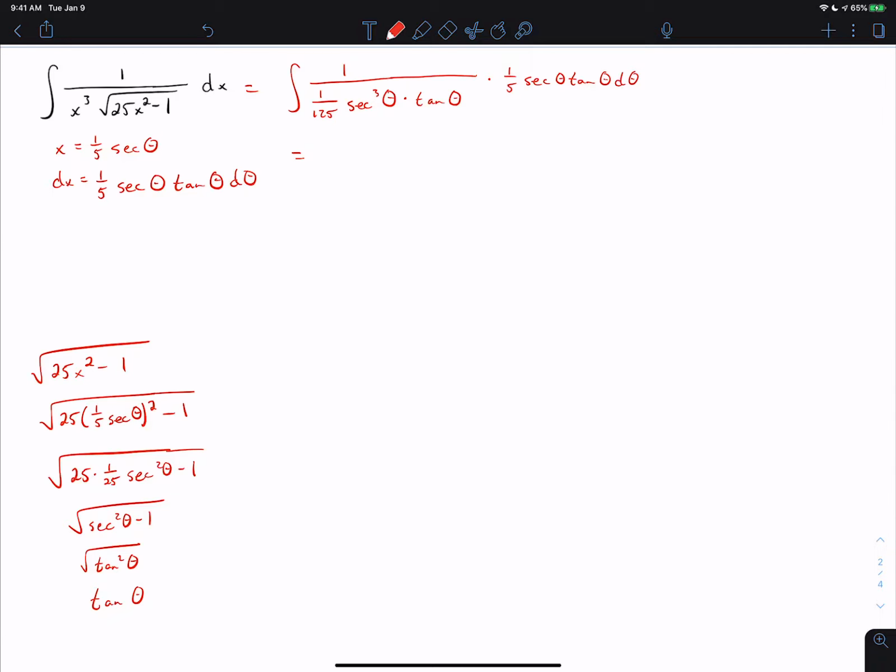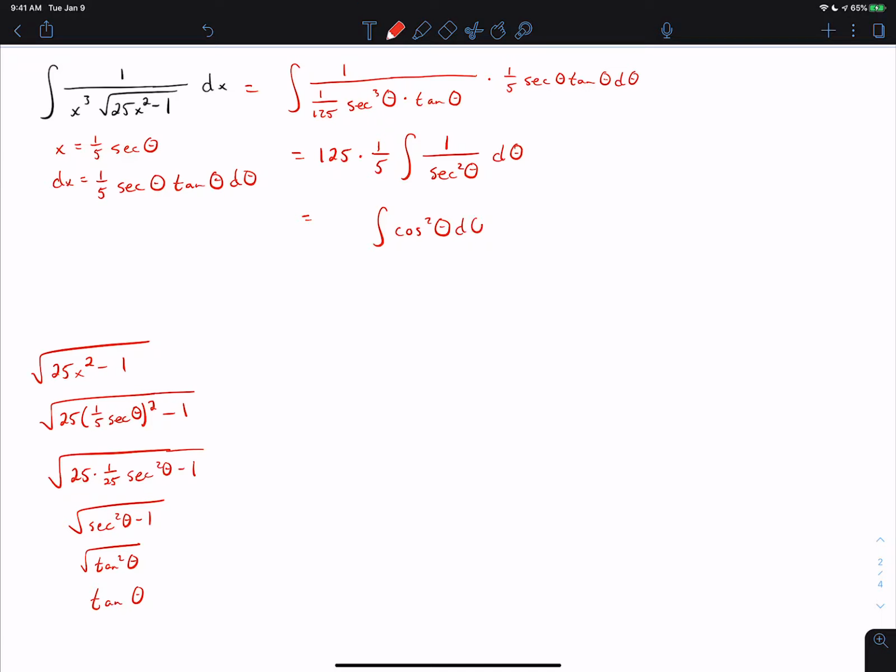I'm going to pull the coefficients out. So the 1 over 125 flips. The 1/5 does not. The tangents cancel, and 1 power of secant cancels. So inside we get 1 over secant squared theta d theta. 1 over secant squared is the same as cosine squared.